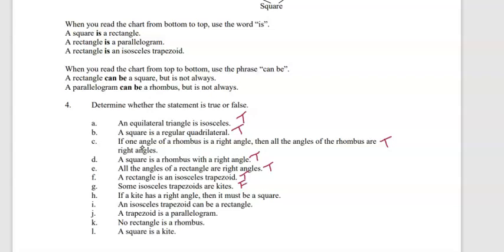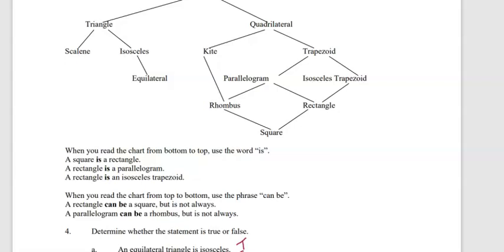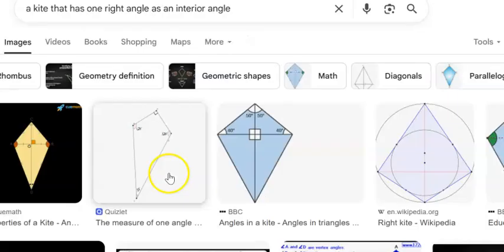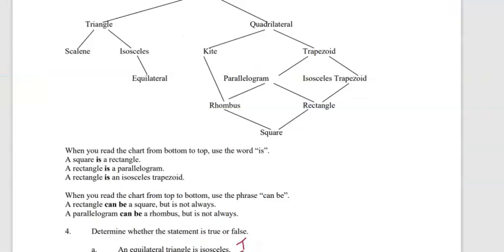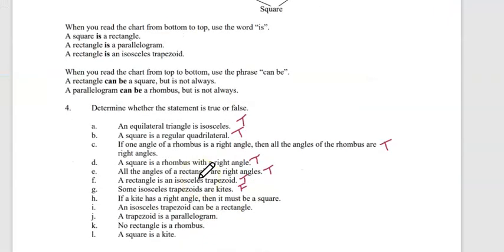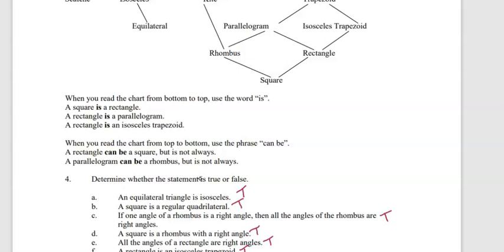If a kite has a right angle, then it must be a square. And I'm going to see if I can find you guys an image of this. Give me just a second. Okay, so this is somewhat of a good visual, but we have this one right angle in a kite, and you can see that that definitely does not guarantee that it is a square. And so a kite that has a right angle is not necessarily a square, so that is going to be a false statement.